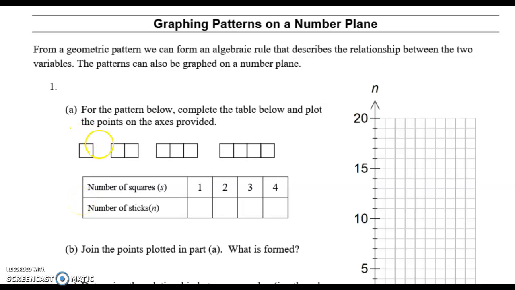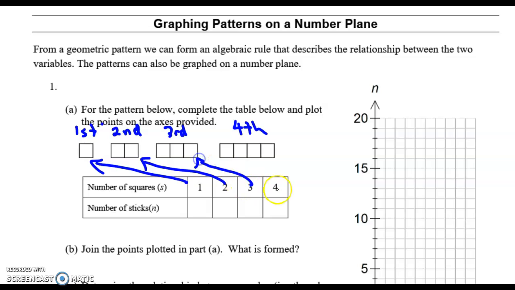So this is the first part in the number sequence. That's the second one, the third, and the fourth. So in the first one, the number of squares is 1. In the second one, it's 2. See there, it's 1. This one, it's 2, 3, and 4.